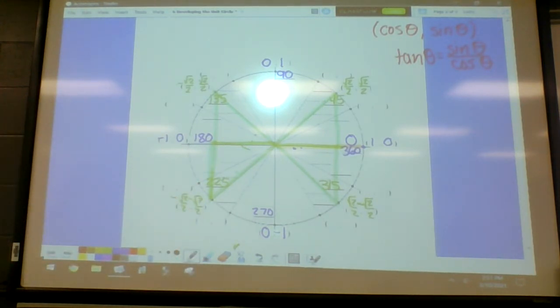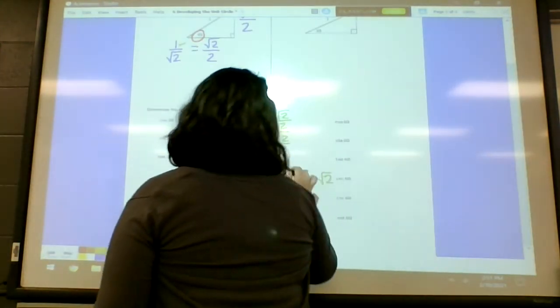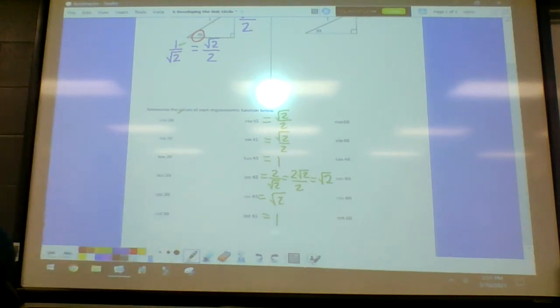So the nice thing is if you're working with any of these four values, they're based off 45-45-90 triangles, and your answer will be one of these options. It's either square root of 2 over 2, 1, or square root of 2, and it could be either positive or negative depending on where we're located.